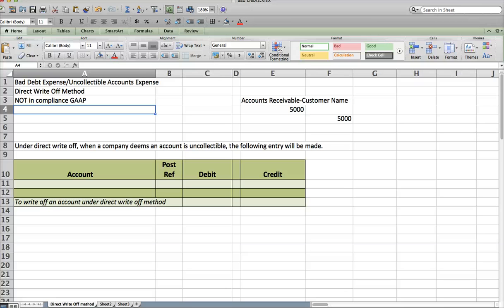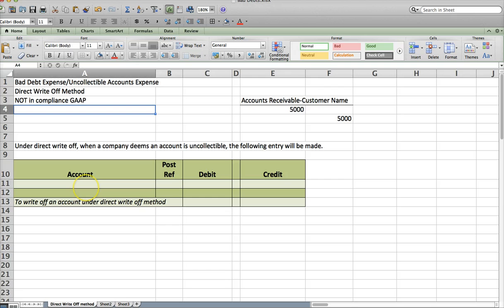Alright, so why is it not in compliance with GAAP? It is because direct write-off does not match the bad debt expense in the period that the sale was made. Instead, they wait until they actually write off the account, and then they do the bad debt at that time. So here's what it's going to look like.